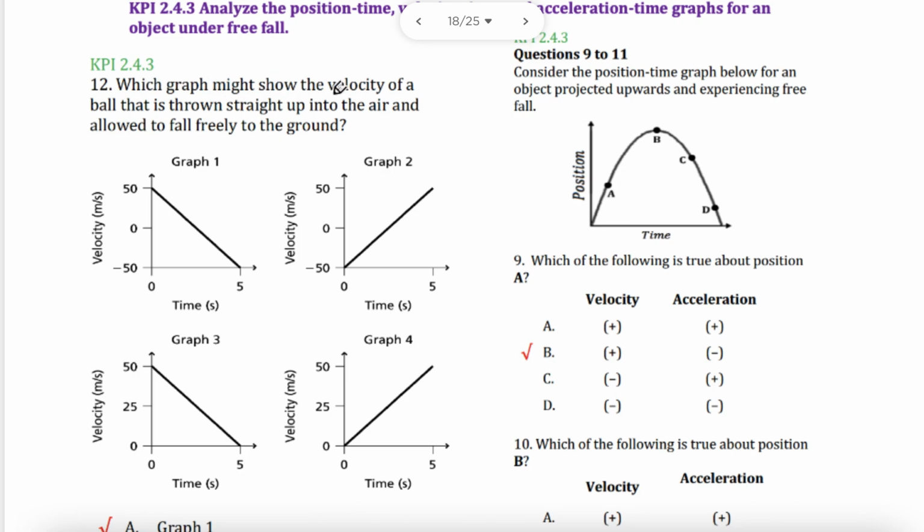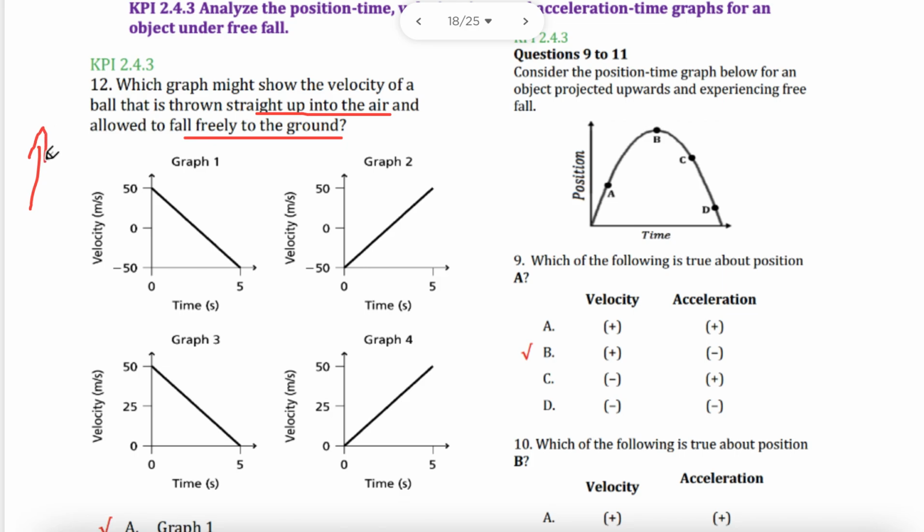Which graph might show the velocity of a ball that is thrown straight up into the air and allowed to fall freely to the ground? So it's gone up and it comes down. So out of the 4 graphs, we need to check the motion.